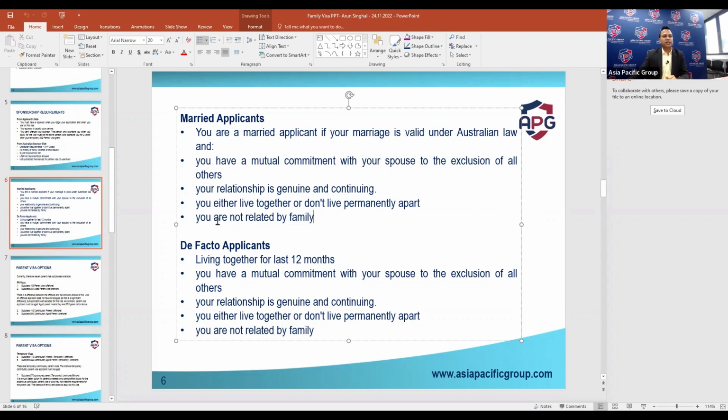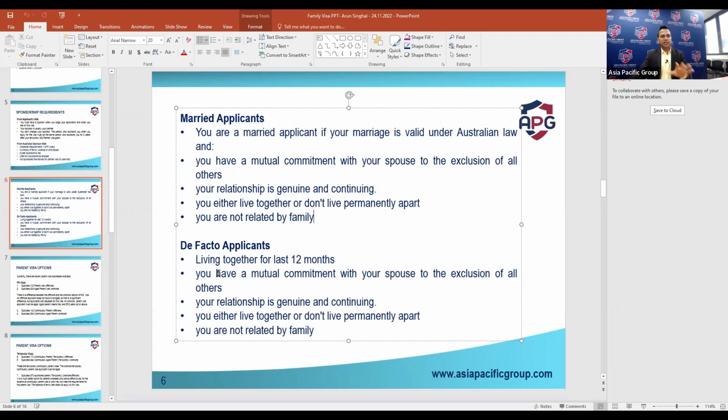The last point here is that the couple should not be related by family. What this means is, if they have a family relationship, let's say they are cousins, or step brother and sister, then again this relationship will not be considered for migration law. They might be husband and wife as per their own country or culture, but as far as the visa is concerned, they will not be able to get the visa.